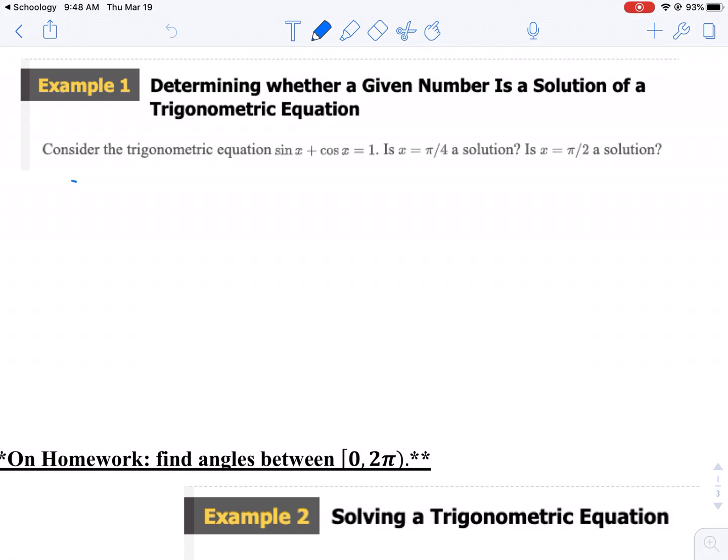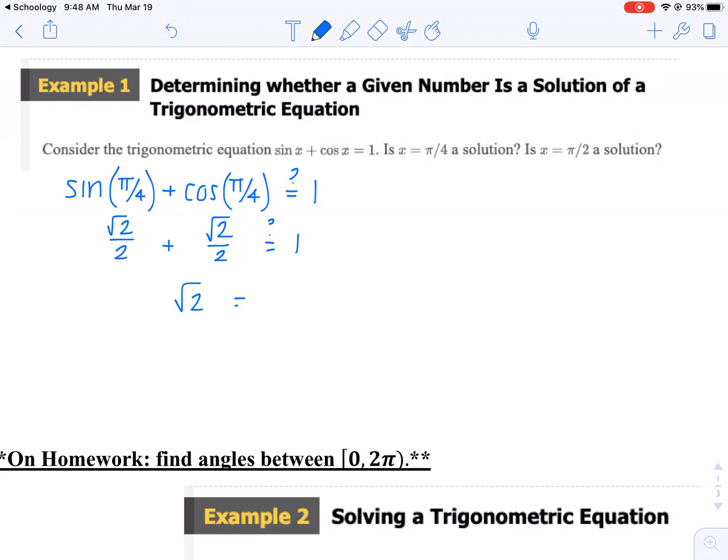So if I do sine of pi over 4 plus cosine of pi over 4, my question is, does it equal 1? Well, I know sine of pi over 4 is root 2 over 2. Cosine is actually the same thing. So already I'm like, okay, add these together, that's root 2. That is not true. So all I have to say is pi over 4 is not a solution.